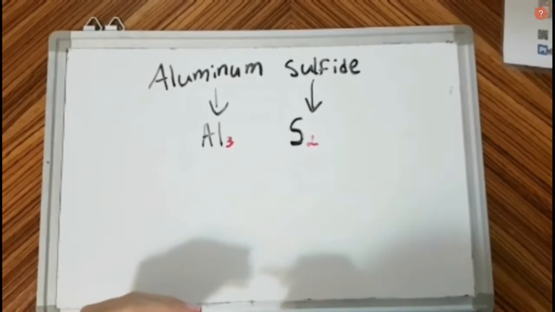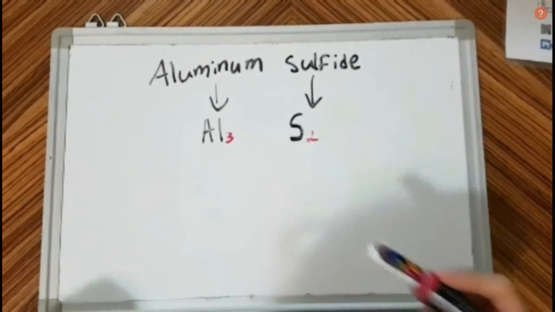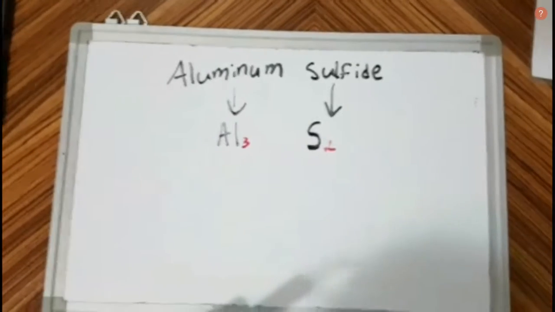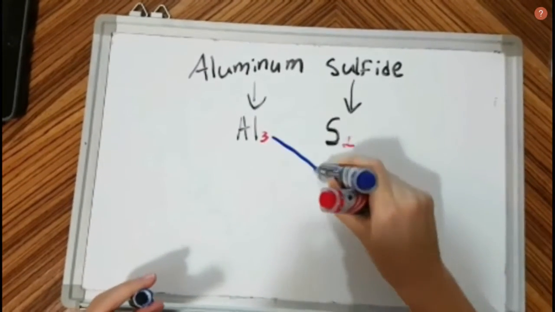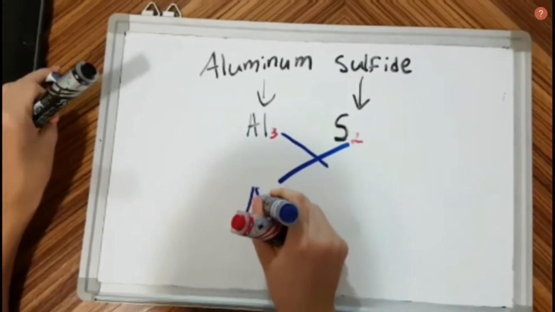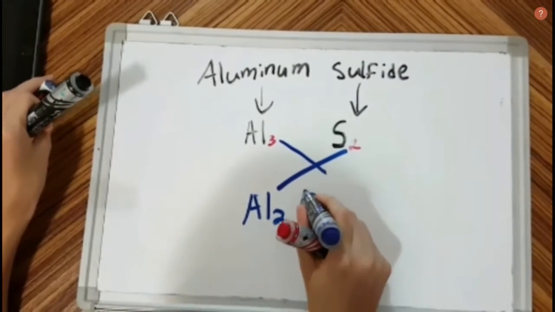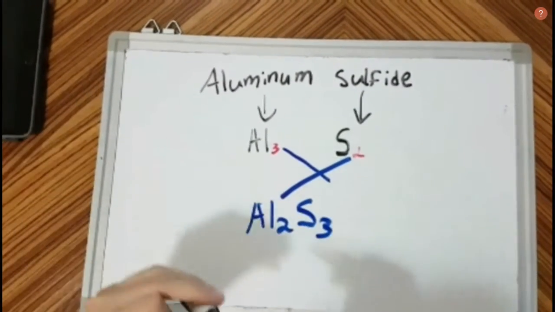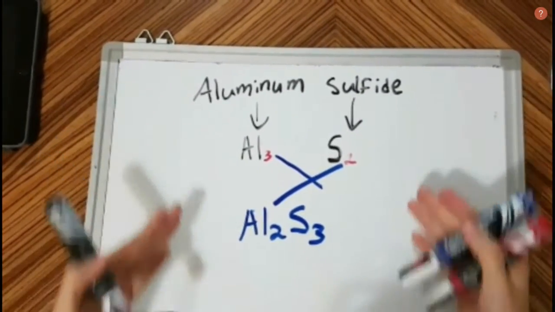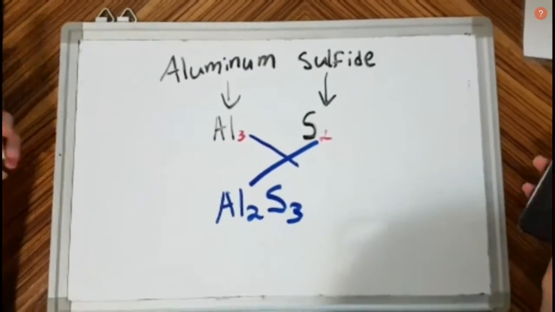Now, we're not done yet. We need to exchange the two charges so it can be balanced. And just a simple trick is to just switch the two. So in the end, it's going to be aluminum, Al2, and sulfide S3. And just like this, we get from an ionic compound name to its formula.